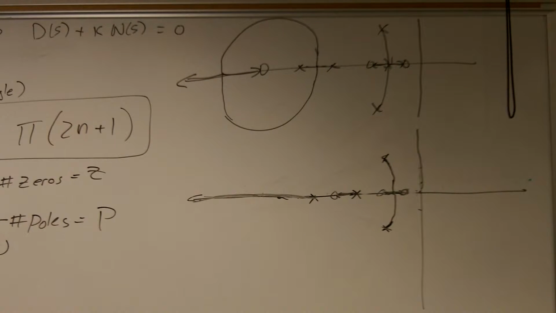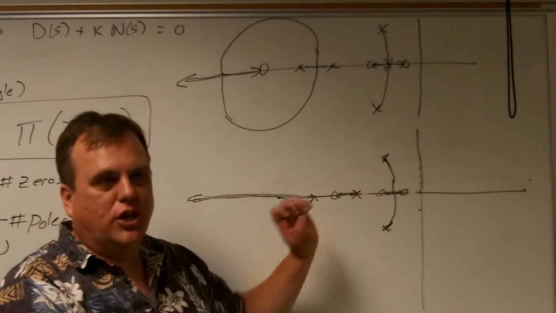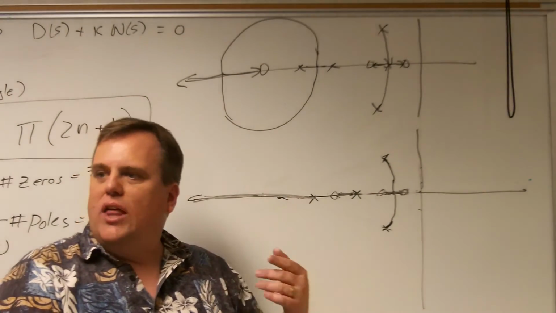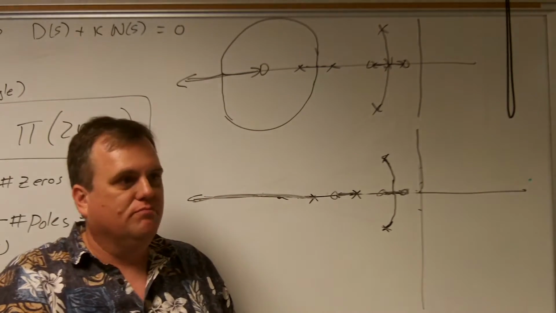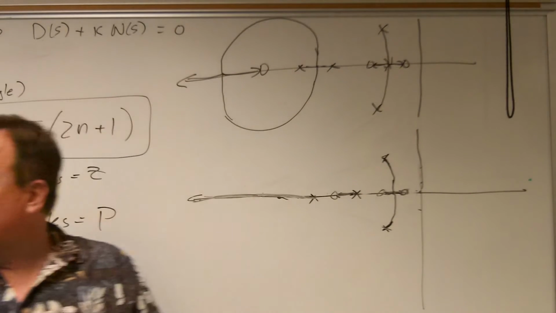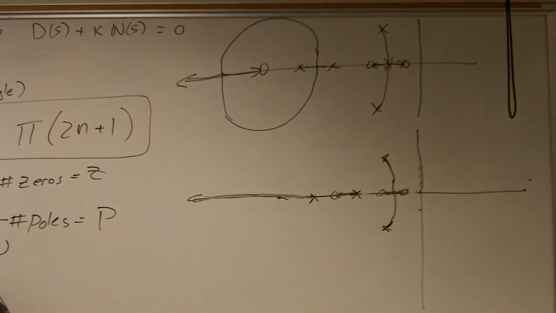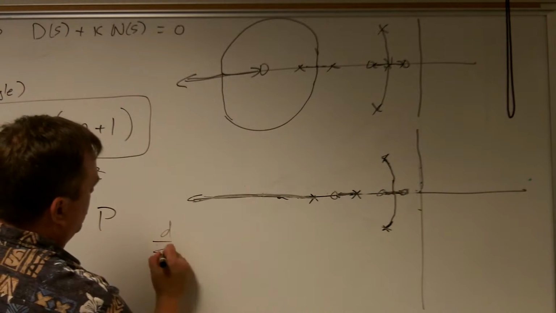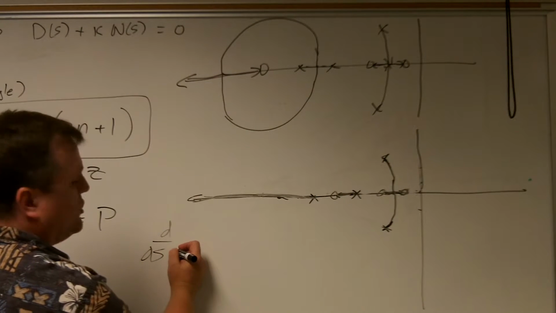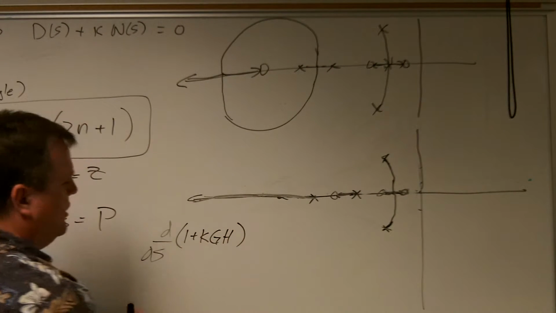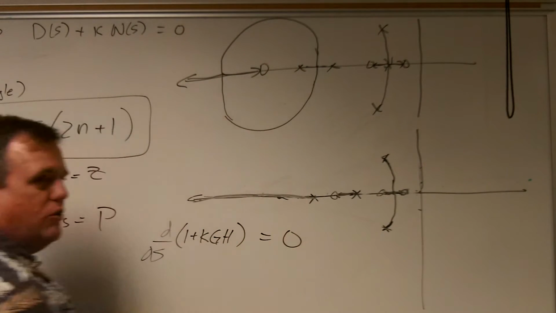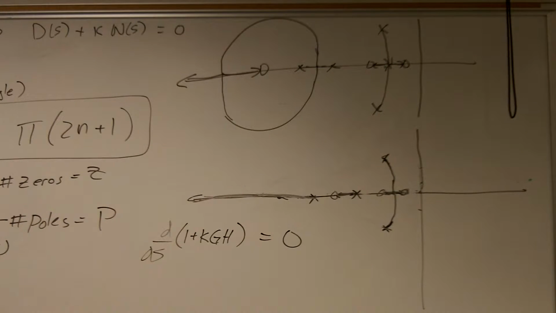Where two branches hit each other, at that point you've got a double zero in essence on the bottom. So now you're actually kind of controlled by L'Hopital's rule, so you have to take a look at the derivative to find what's going on. If you consider the derivative with respect to s of the characteristic equation, 1 plus kGH, and look where that goes to 0, I'll find out exactly where those points are. That's that special case where two of them collide.